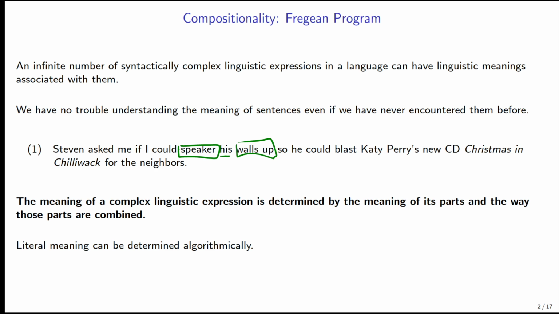So the important takeaway from everything, and the important assumption, is that the meaning of anything complex can be determined by the meaning of its parts and the way those parts are combined. So, as we saw with not ambiguity earlier in the course, structural ambiguity to propositional logic, the structure of the sentence determines its different interpretations.